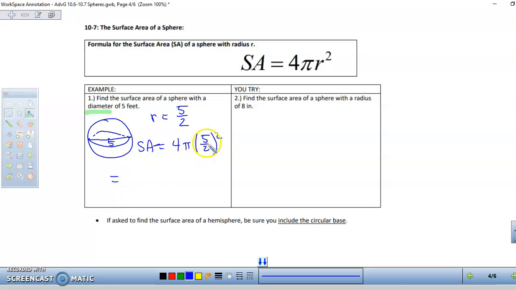When you're squaring a fraction, you square the top and the bottom. So I get 4 pi times 25/4. And then with multiplying the 4 times 25/4, these will cancel. So you simply get 25 pi. And then again, that would be a square unit. So 25 pi feet squared. Okay, so pause and try number 2 on your own.